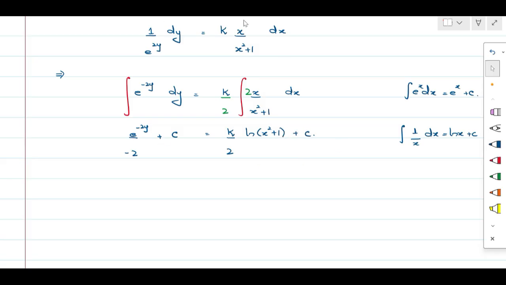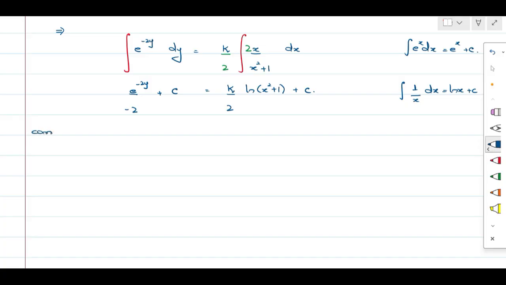Now we have to combine the constants of integration, right? Okay, so once we combine the constants of integration, here we have e to the power minus 2y divided by minus 2 equals k divided by 2 times natural log of x squared plus 1 plus the constant of integration. You can write the constant of integration just once, after completing the whole integration, right? Okay, now this is a simplified form.